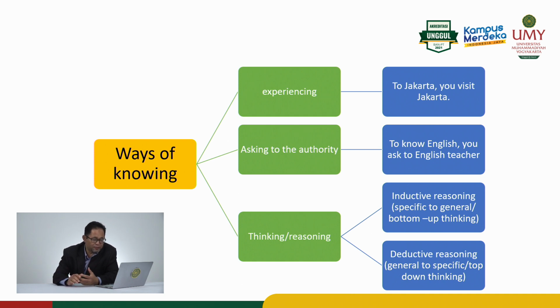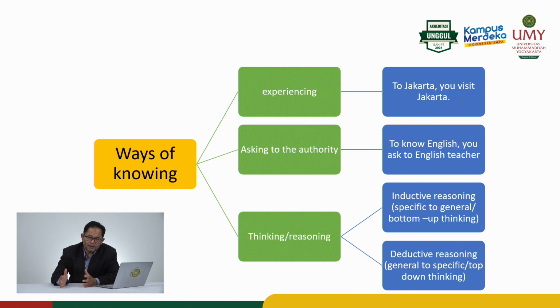The second way to know is asking the authority, the one who has authority over that knowledge. If you would like to know about a medical thing, then you go to the authoritative person, that's the doctor. You go to the doctor. If you would like to construct a house, then you go to the architect, because this is the person who knows how to construct a house. So ask the authority.